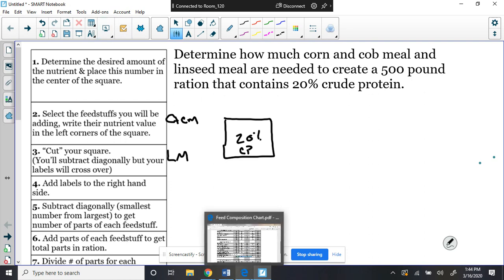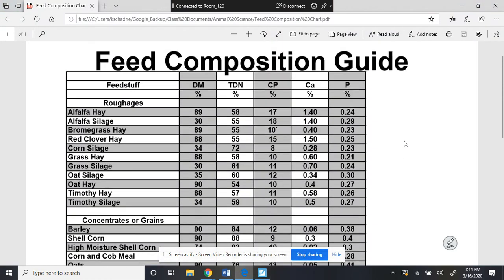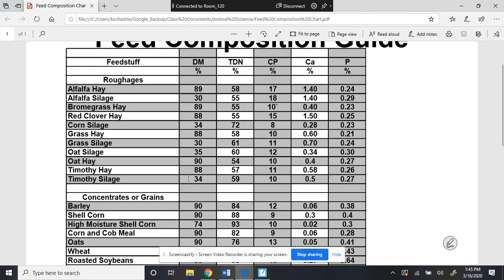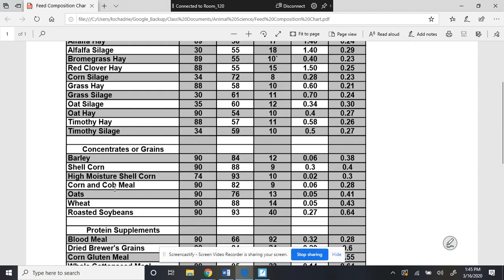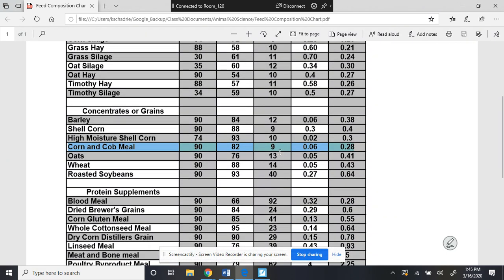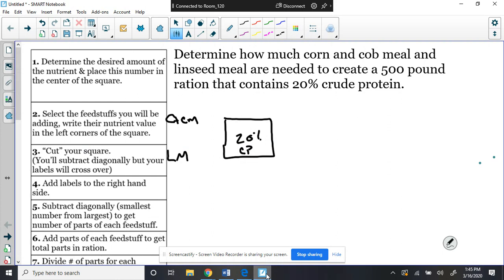So I'm going to go ahead and go over to the Pearson Square, to the feed composition guide that we use for our Pearson Squares. And I'm going to find the right values. So first I have corn and cob meal. That is a concentrate. So I'm going to find that in the chart. And I'm going to go to the CP, or crude protein column, because that's the value that I need. That's the nutrient I'm feeding for. So it says that that is a 9%. I'm going to write my 9 up in that box.